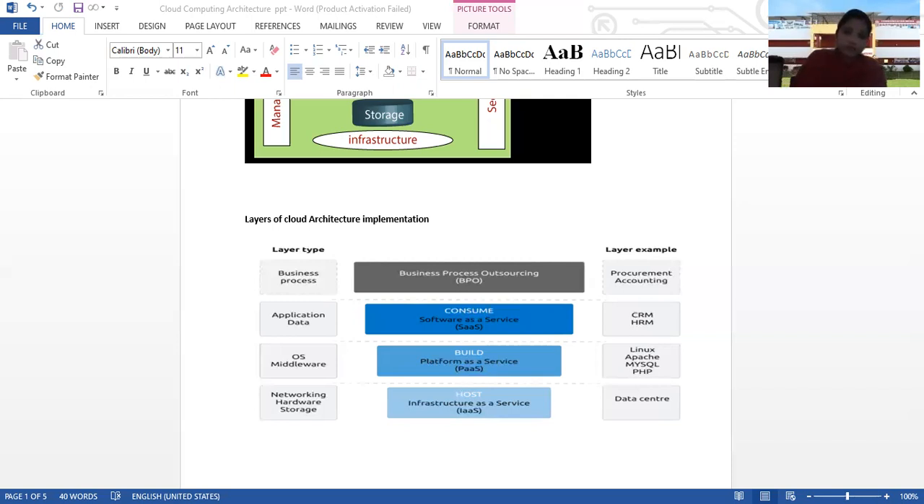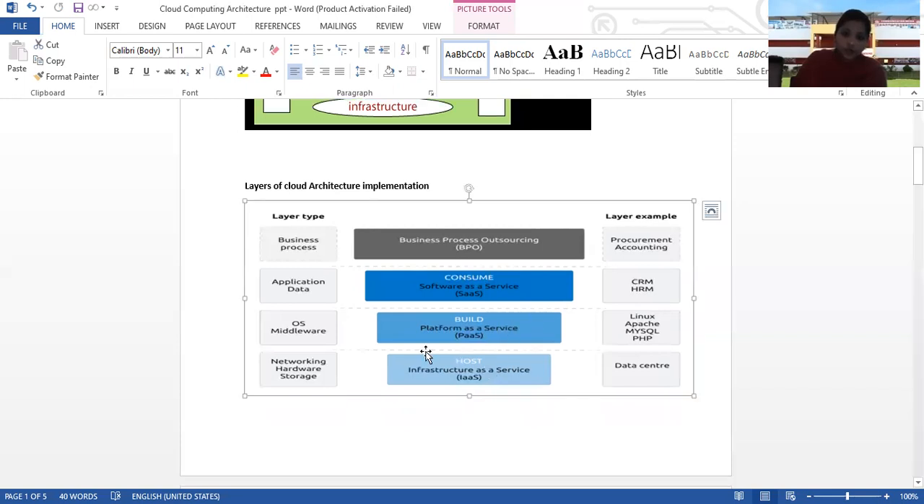Okay, then software as a service. We have discussed software as a service, platform as a service, and infrastructure as a service in my previous lecture also, offline also. So this is the layer where we see how to use it in business process applications. So these services are most important, right?